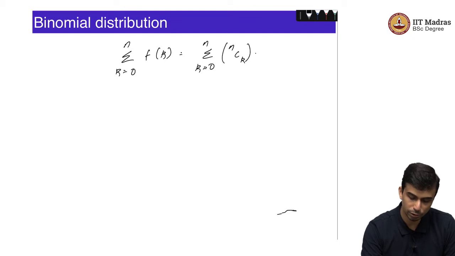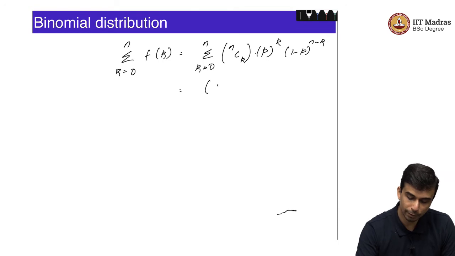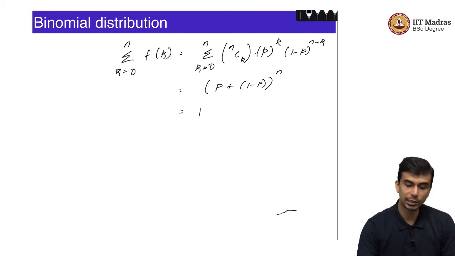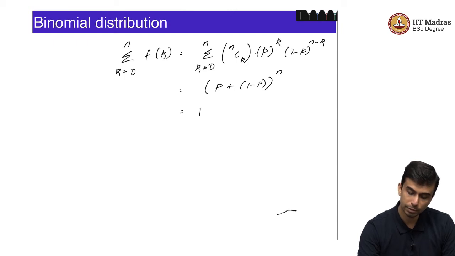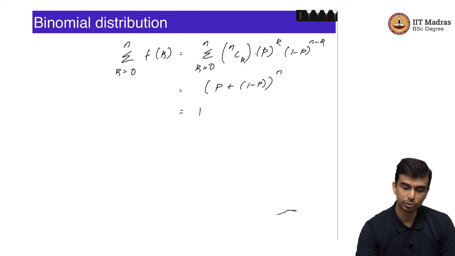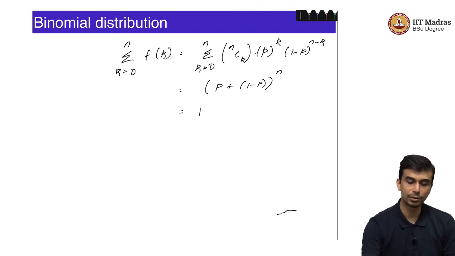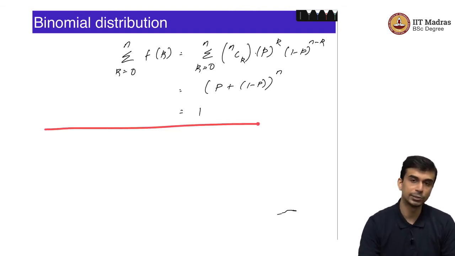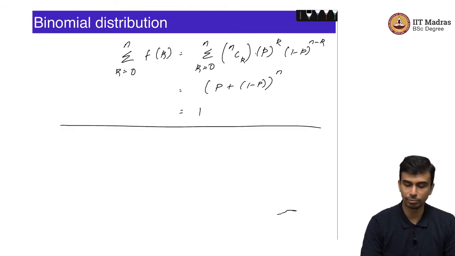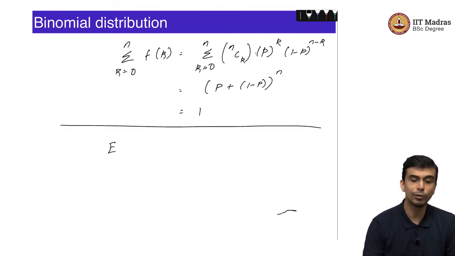What is that? Well, that is equal to the sum over k equal to 0 to n of n choose k into p power k into 1 minus p power n minus k. If you know your binomial theorem, this is exactly equal to p plus 1 minus p, power n, which is exactly equal to 1. So, you have that this is a valid probability mass function. So, that is the first property.